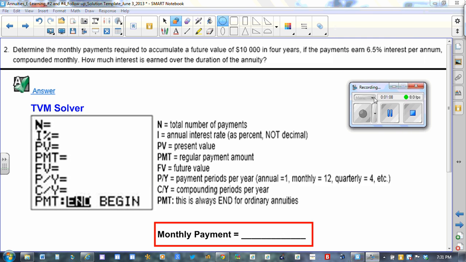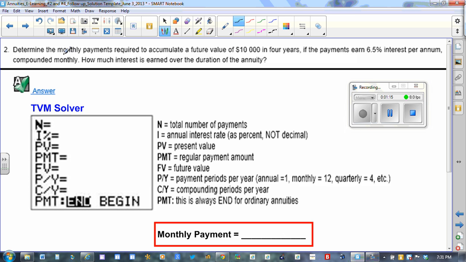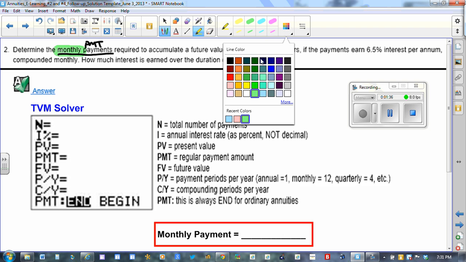This is number 2. Our task was to determine the number of monthly payments. So we're looking for monthly payments, that's our PMT in this case. And recognize that it is over a monthly interval. What we're looking to do is to generate a future value. So that's critical, future value.